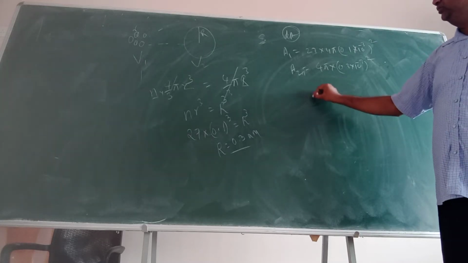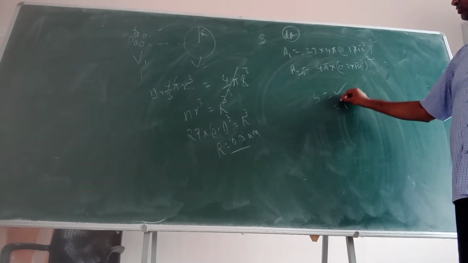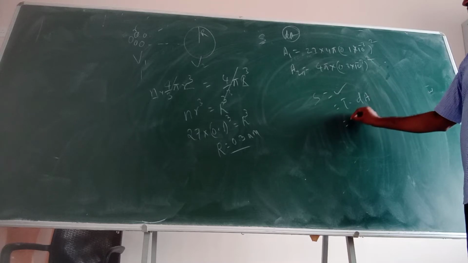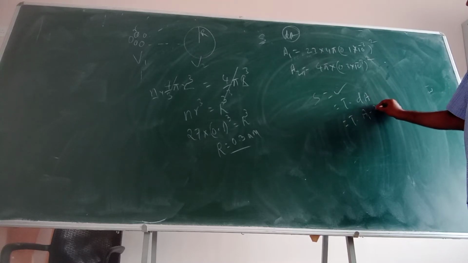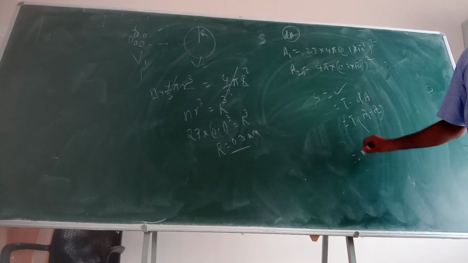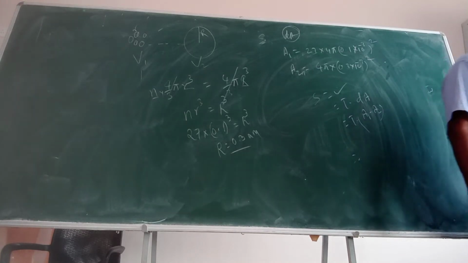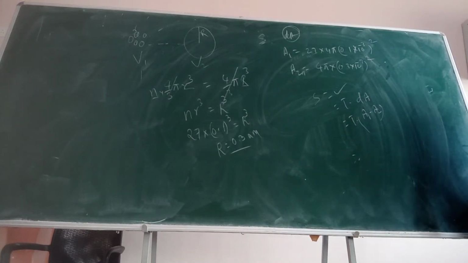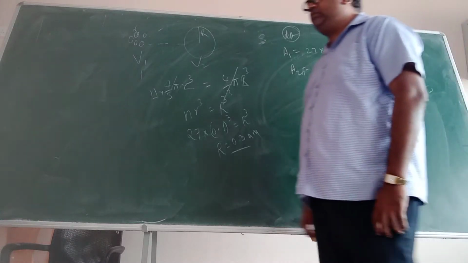Multiplied by T, that is your surface energy. W is equal to T into dA. It is T into A1 minus A2. Solve it. Once you do that calculation, hopefully you get the answer. Clear everyone?